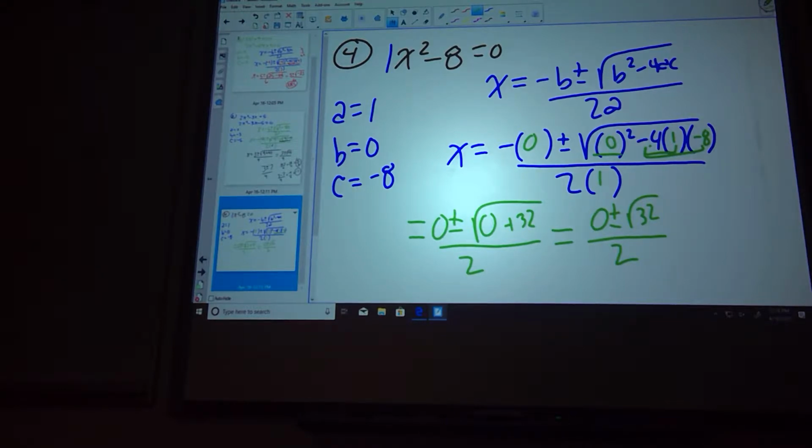Let's figure out what the square root of 32 is. I'm going to do it on my phone. Come on, baby. Go sideways. Come on, man. Come on. Piece of junk. Not going sideways.